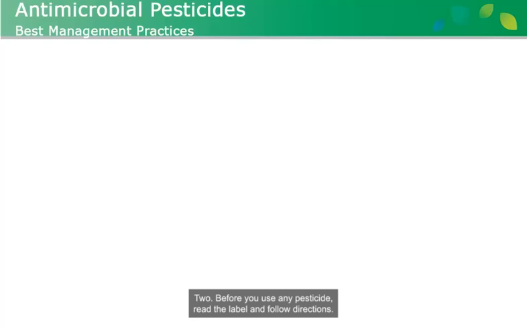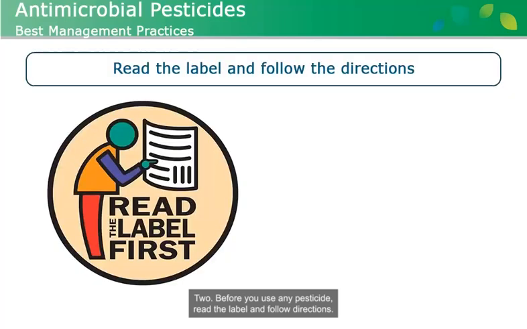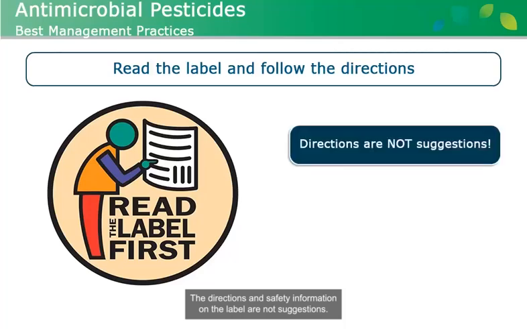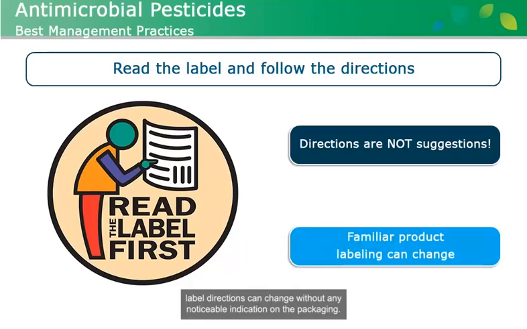2. Before you use any pesticide, read the label and follow directions. The directions and safety information on the label are not suggestions. The law requires companies to provide information on how to properly use, store, and dispose of these products. Directions can include the need for personal protective equipment, required hand washing after use, rinsing food contact surfaces, and first aid instructions. Even if you've used the same product for years, label directions can change without any noticeable indication on the packaging. Always read the label.